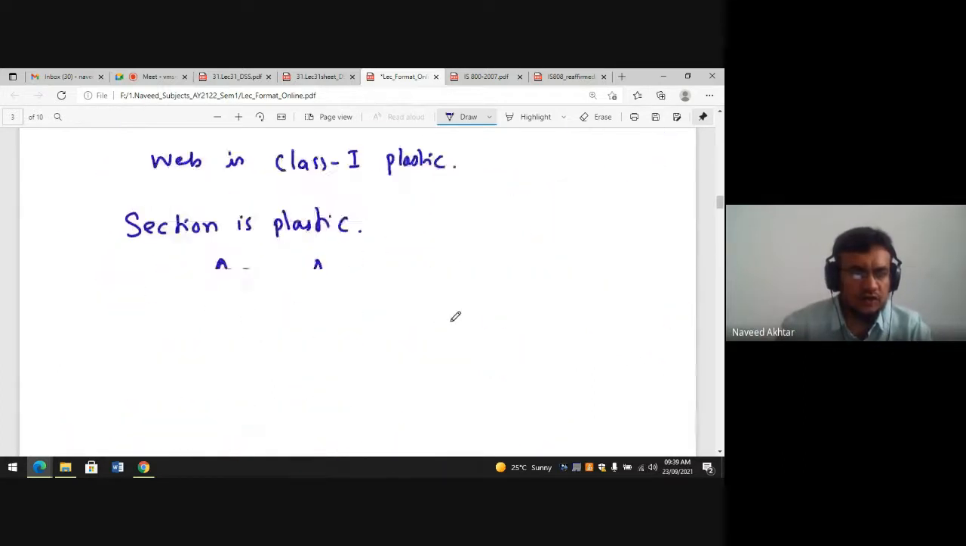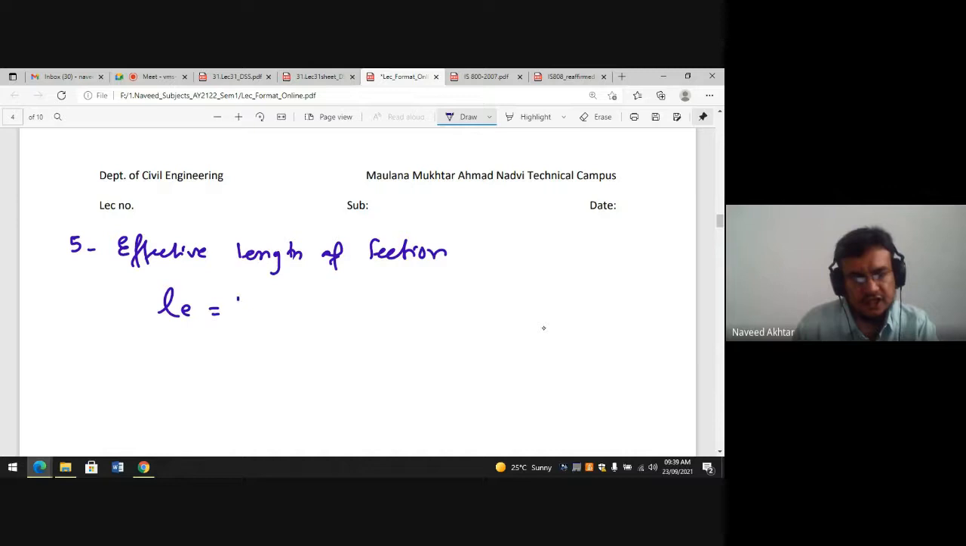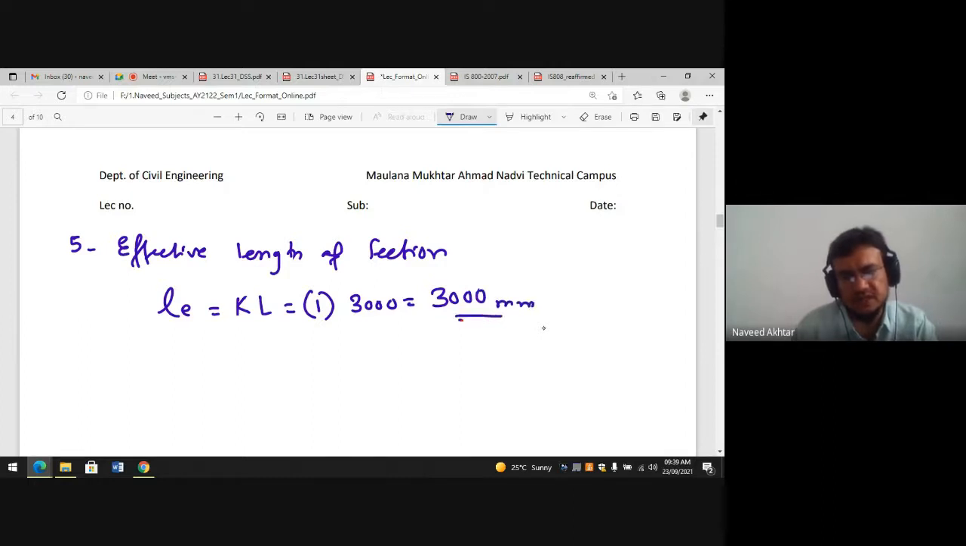Now we know the effective length of the section. It is already given as LE. LE we generally write as K into L, because it is already given. L is 3000. The LE is already given, that is 3000 mm. 3 meter means 3000 mm.